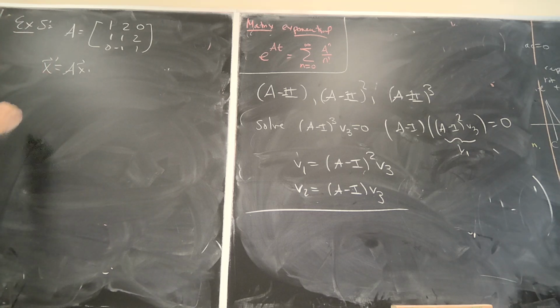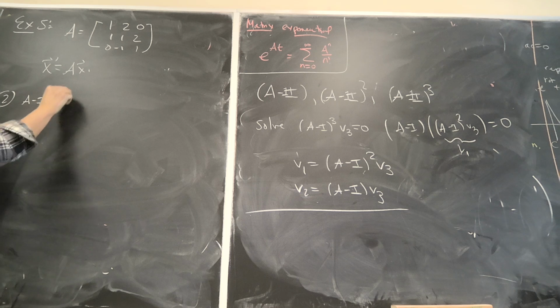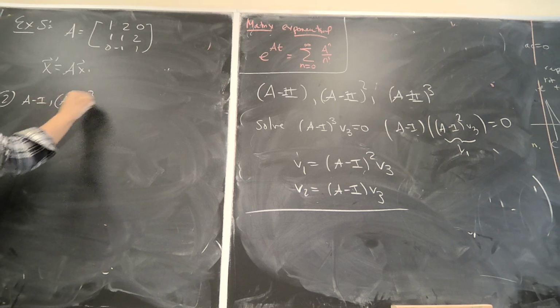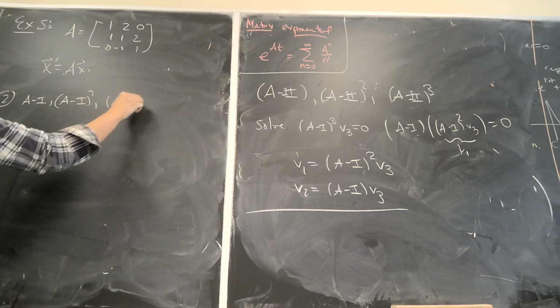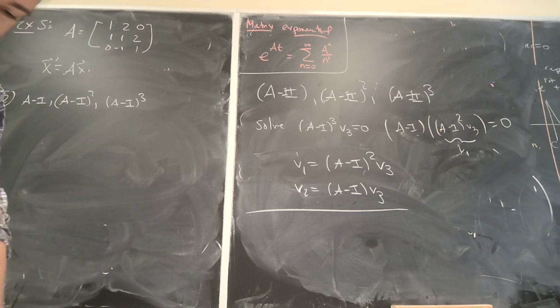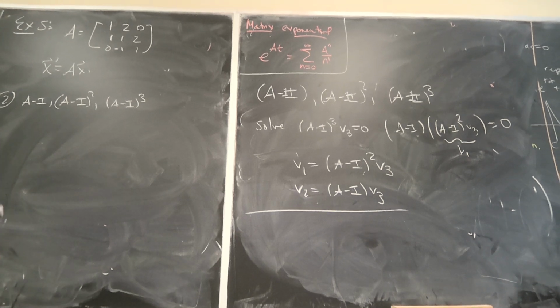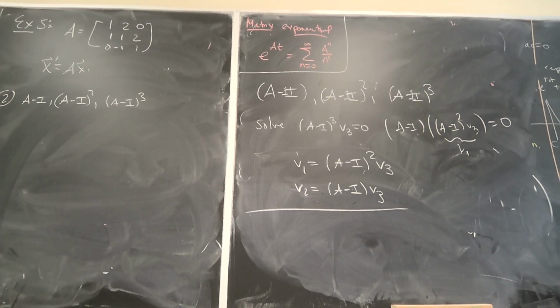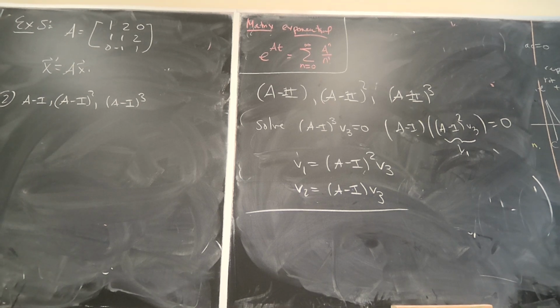Okay, so I guess step 2 is we need to calculate A minus I squared, and A minus I to the third. Well, I didn't do this by hand. I took this off an example in the book to make sure I picked something that was reasonable. Okay, yep. All right, so this has the following.